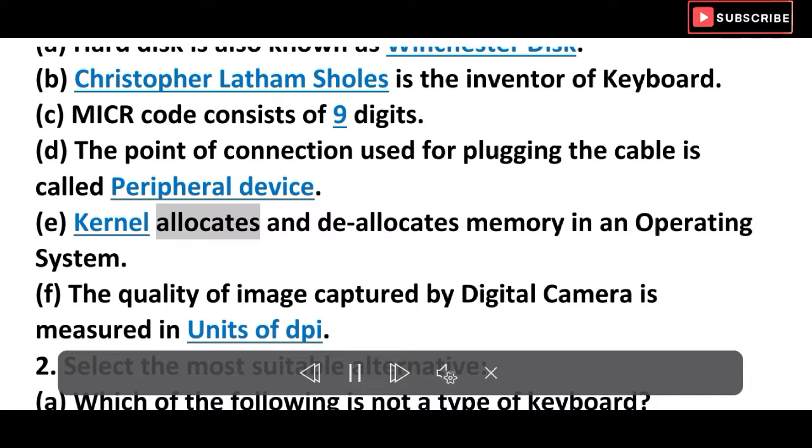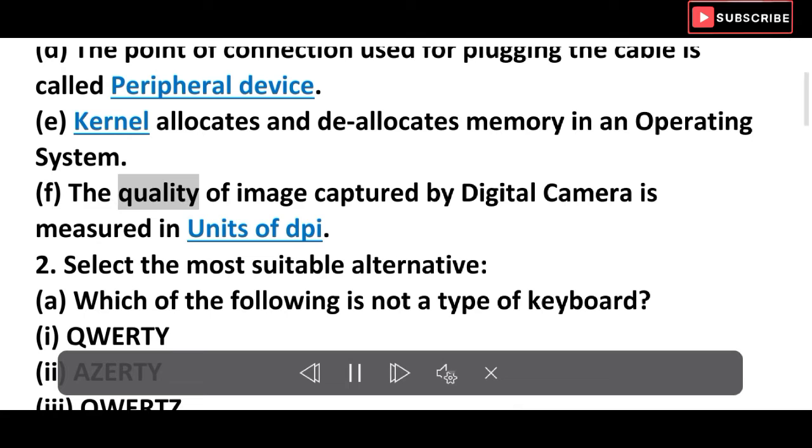E. Kernel allocates and deallocates memory in an operating system. F. The quality of image captured by digital camera is measured in units of dpi.